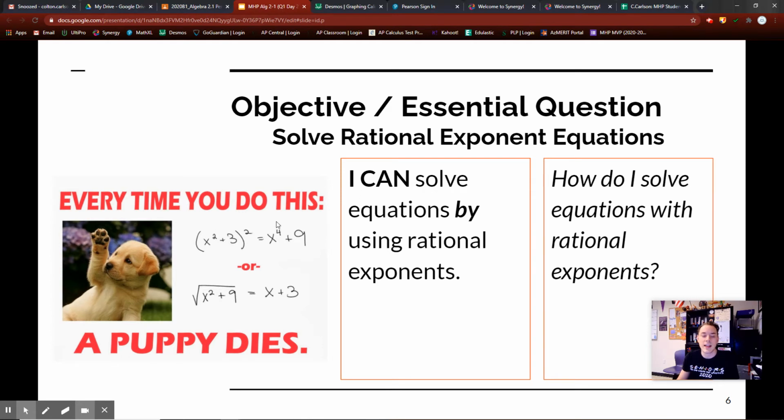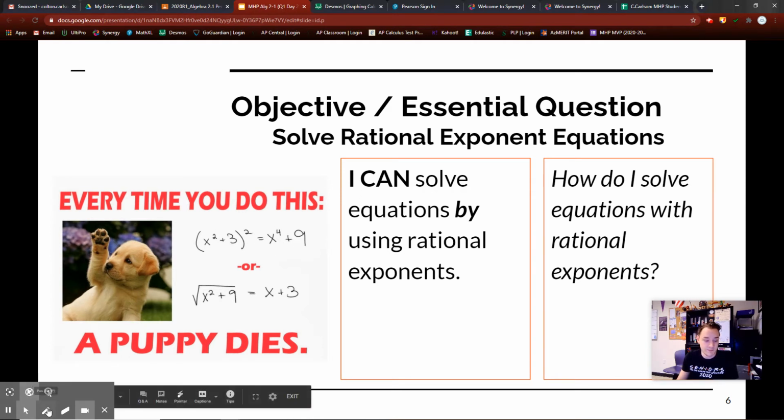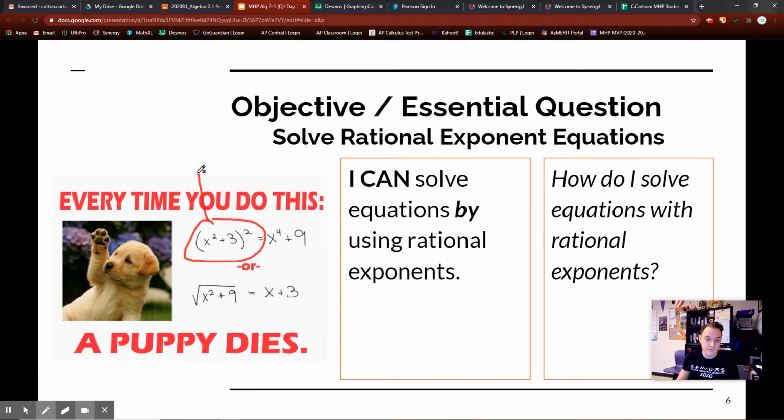When you square something like that, it does not mean x to the 4th plus 9. What it means is x squared plus 3 times x squared plus 3. That's what it means. So then x squared times x squared is x to the 4th. This is plus 3x squared plus 3x squared plus 9. So x to the 4th plus 6x squared plus 9. Now that would be the actual correct way to do it.